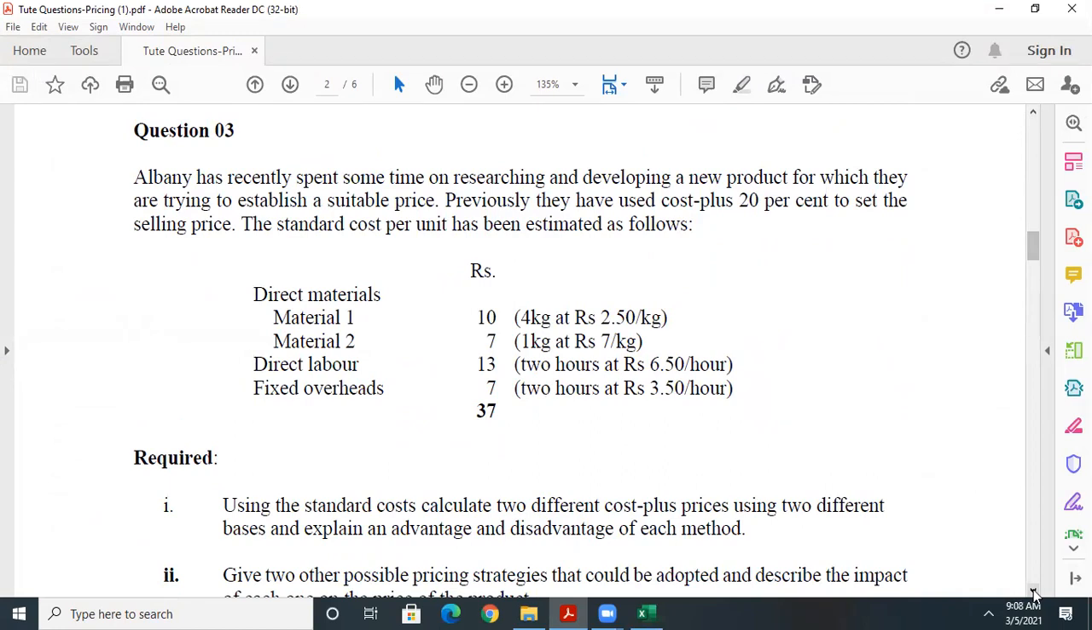Direct material 1 is 10 and direct material 2 is 7, direct labor 13, fixed overhead 7, altogether the cost is 37. Then it asks us, using the standard cost, calculate two different cost plus prices using two different bases and explain an advantage and disadvantage of each method.